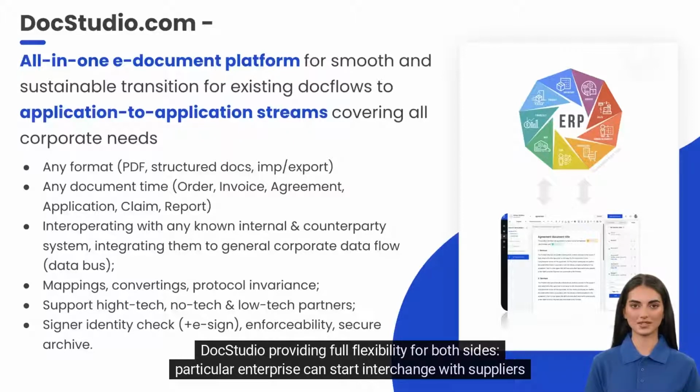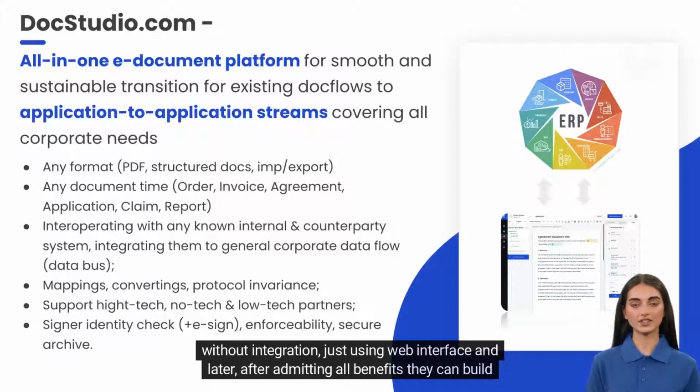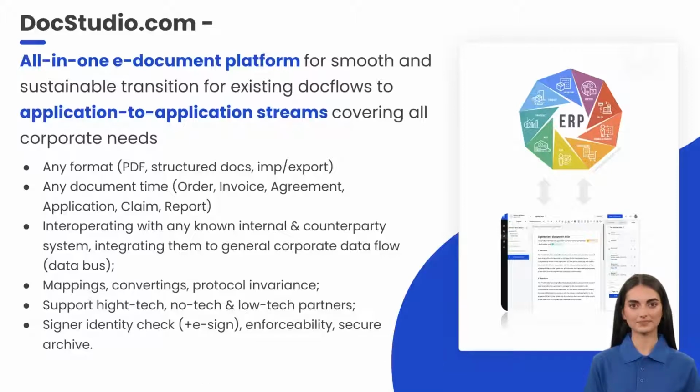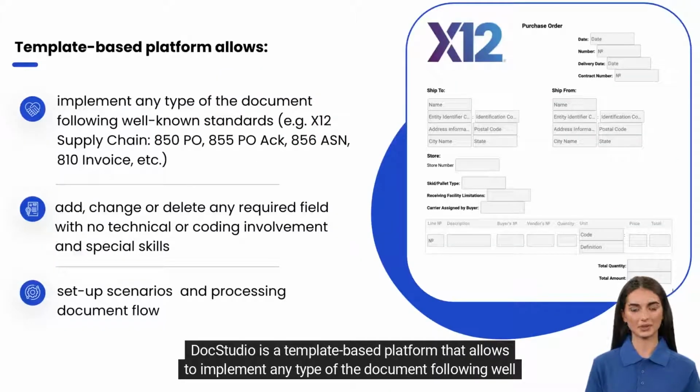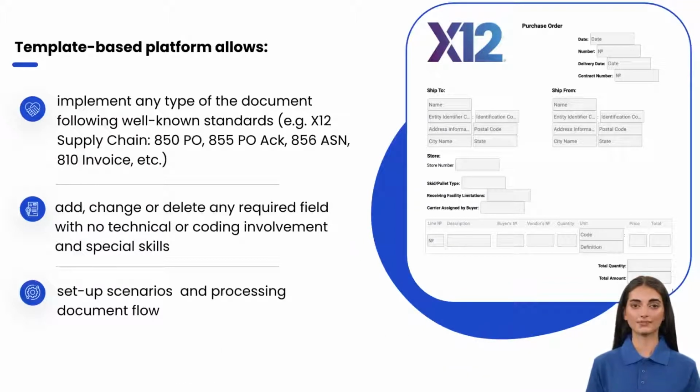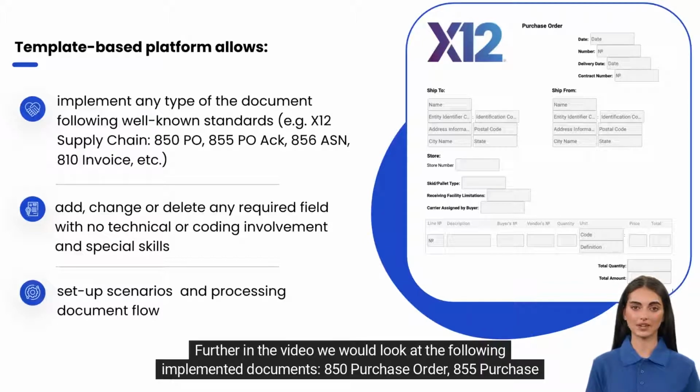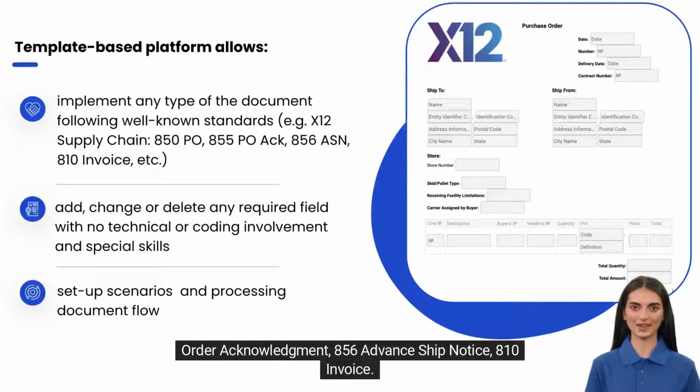A particular enterprise can start interchange with suppliers without integration, just using the web interface, and later, after seeing all the benefits, they can build integration to their systems. DocStudio is a template-based platform that allows implementing any type of document following well-known standards like X12 supply chain. Further in the video, we will look at the following implemented documents: 850 purchase order, 855 purchase order acknowledgement, 856 advance ship notice, 810 invoice.